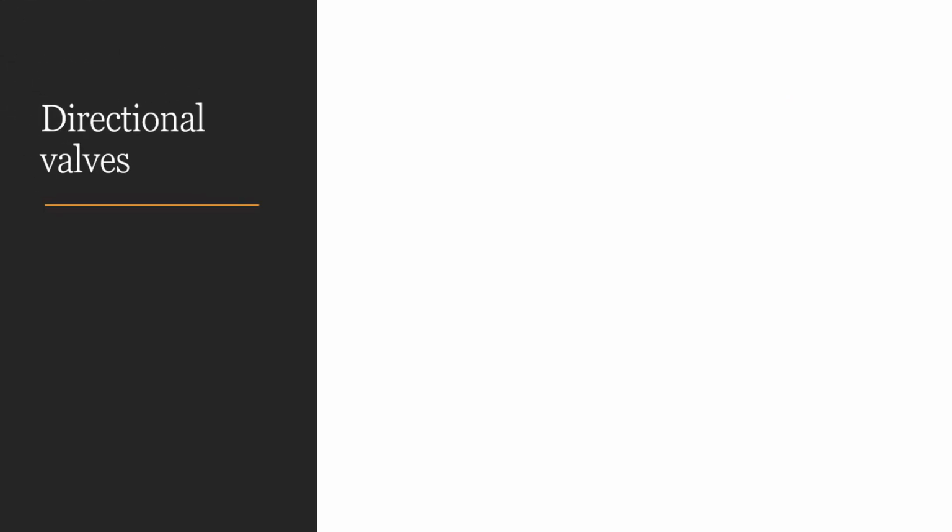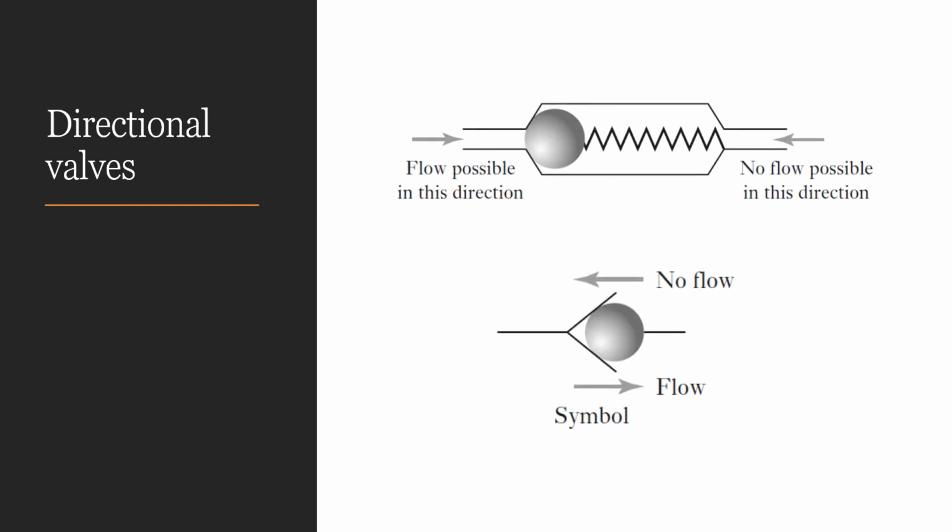The next one is the directional valves. As the name suggests, they regulate or control the flow of fluid in the directions, which means that the flow will be possible only in one direction and not the other. Thus we can regulate the motion of the fluid in the desirable direction using the directional valves.